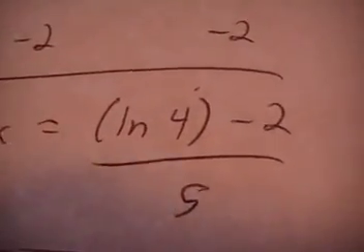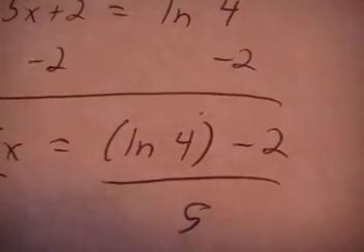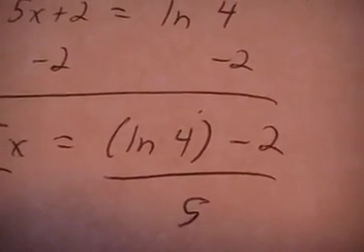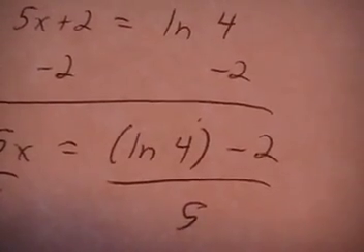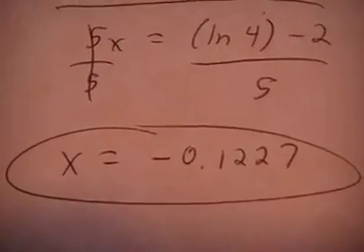But notice the minus 2 is not getting subtracted from the 4. Don't try to do 4 minus 2. You wouldn't get ln of 2. You have to have ln of 4, get that as a decimal, then minus 2, then divide by 5, and it comes out to negative 0.1227.